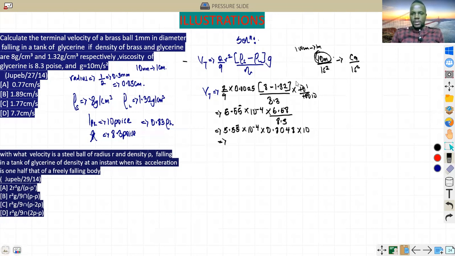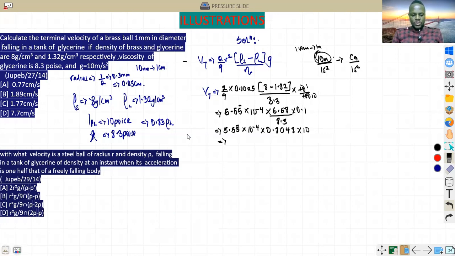So let's do something. Every answer here is still multiplied by 0.1, which will make this one 10 raised to the power -5. It's still the same thing. So the answer here should be 6.68, not times. We are dividing by 8.3. Then I am multiplying the answer by 5.55 times 10 raised to power, that will change to -5.